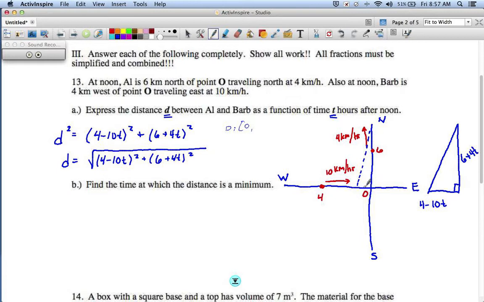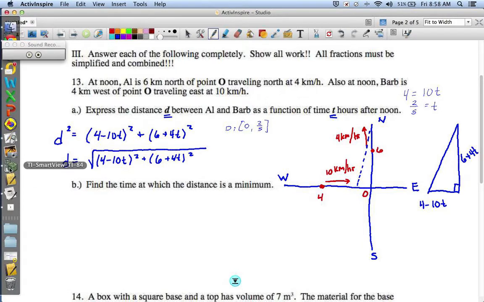The point is, when they get past this point right here, when Barb gets to the eastern side, she's going to be further away because Al is still going to be continuing up. So this straight line is going to be shorter than this diagonal line. So I just need to find out how long it takes Barb to get to point O. And if she's 4 kilometers away and traveling 10 kilometers every hour, her distance is equal to her rate times time, which means her time is 4 over 10, or 2/5. So I am not going to go any bigger than that on my x min and x max. So here's our calculator.